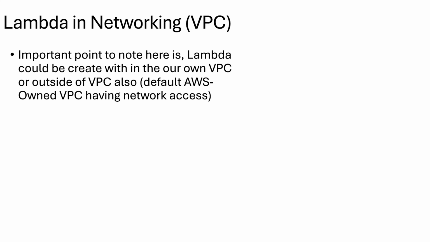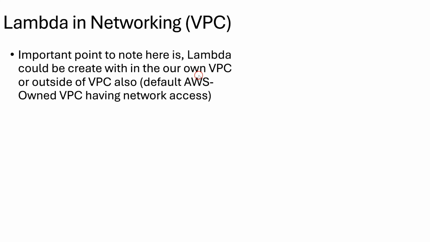The important point to note here is that Lambda can be created within our own VPC or outside of the VPC. So what is outside of a VPC? Whenever you create a Lambda without specifying any VPC, then that is outside of the VPC. That is actually created inside the AWS network.